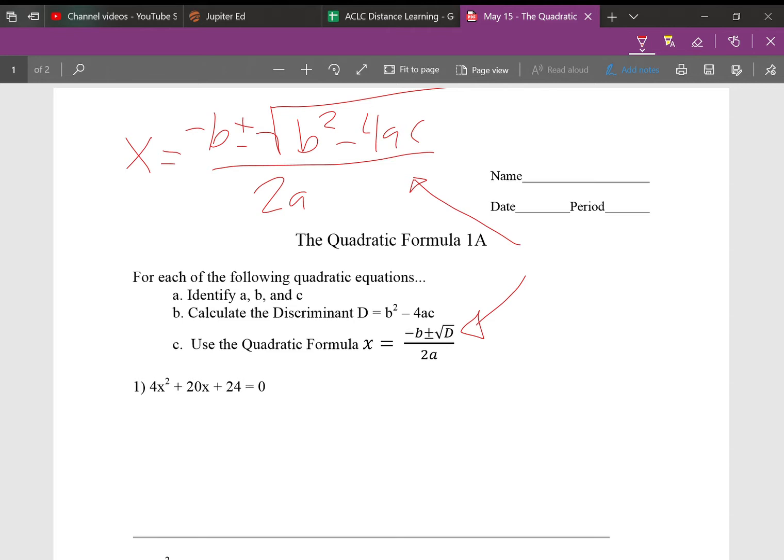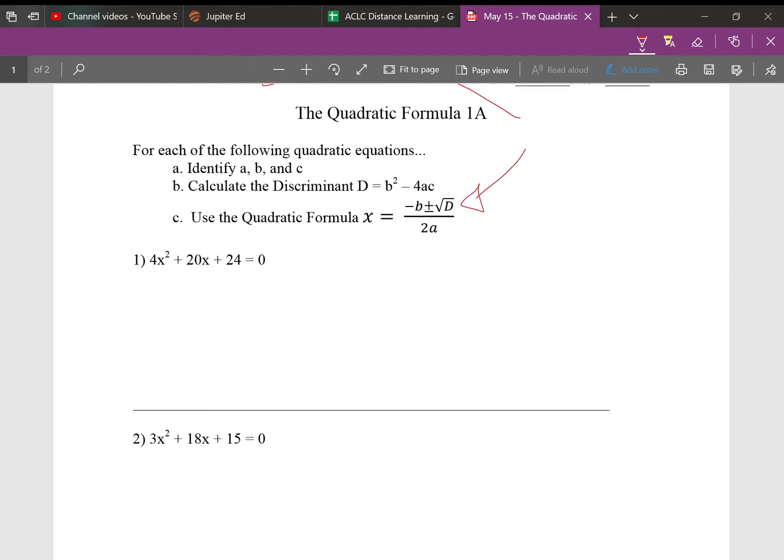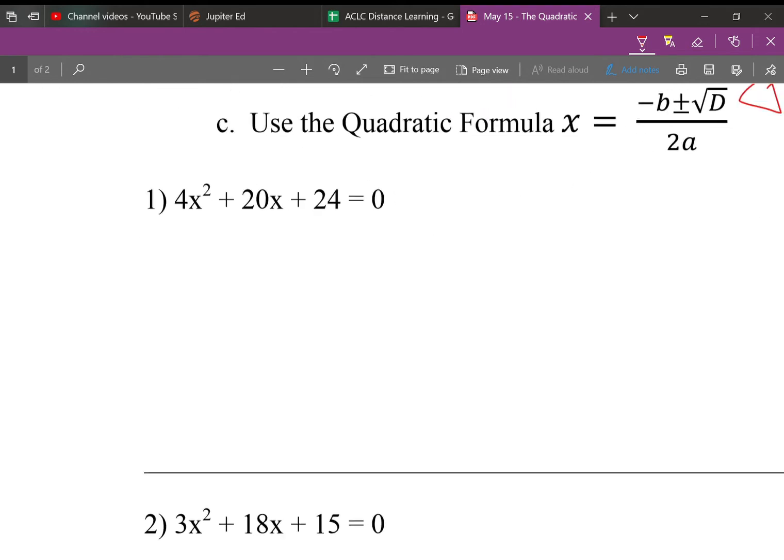If you look at the instructions, it says for each of the following quadratic equations, identify a, b, and c, calculate the discriminant, and then use the quadratic formula. So let's go through all those things. A, b, and c. A is 4, b is 20, c is 24. I know you all know that.